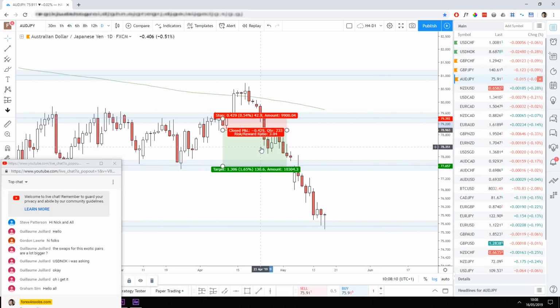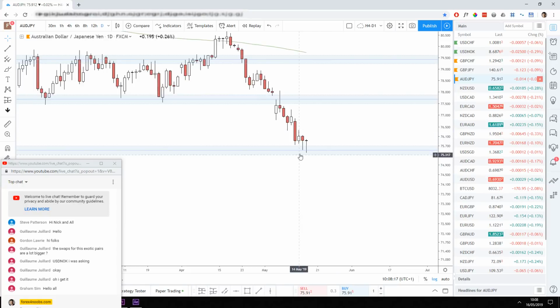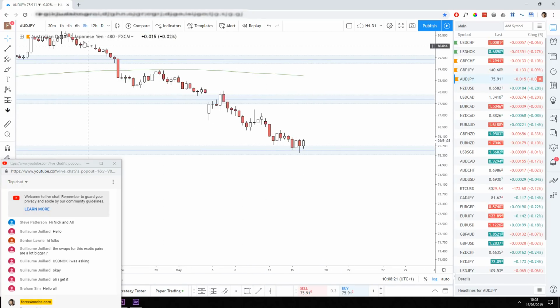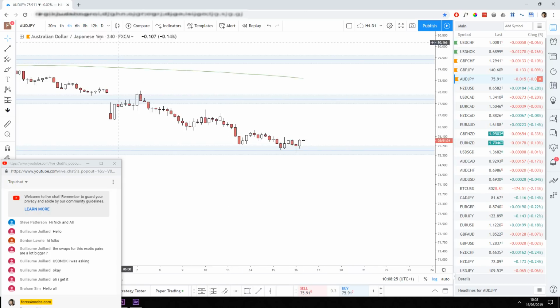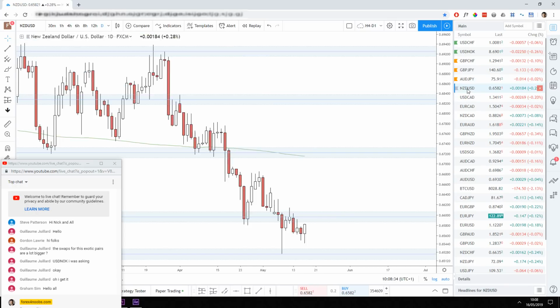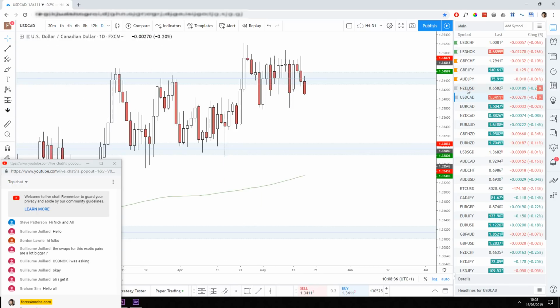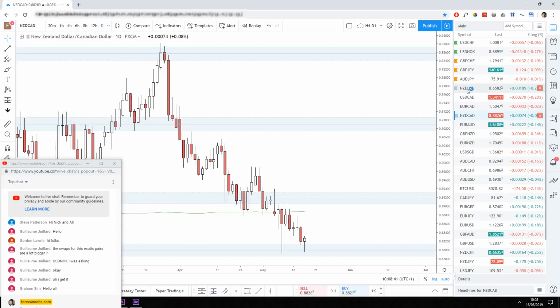AUDJPY, this one, I mean, price is stalling on support, but it's already pretty far up. It would have been a tough one to get in on. Honestly, I'd prefer if price just drops down a bit further and stalls out on support. So that's what I'm looking for. Right now, it's not doing that. New Zealand USD, nothing much going on there, nor on USDCAD or EuroCAD or New Zealand CAD.